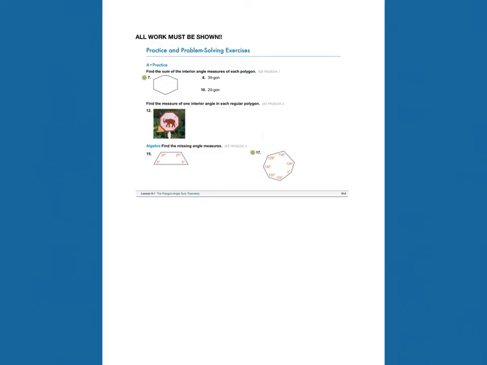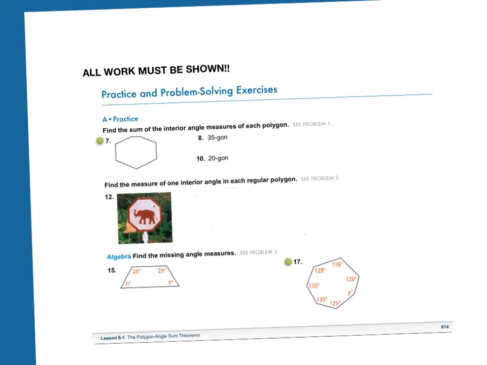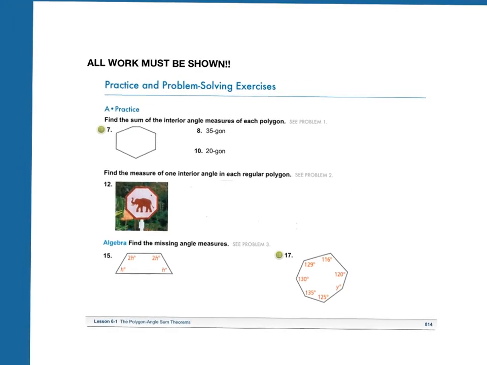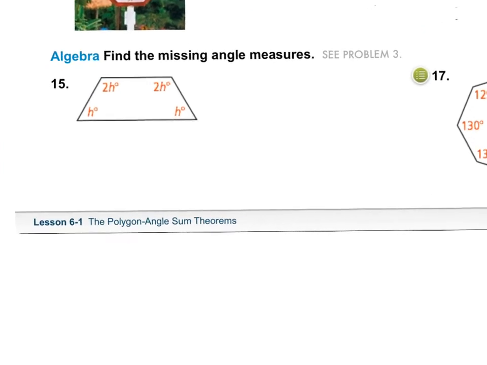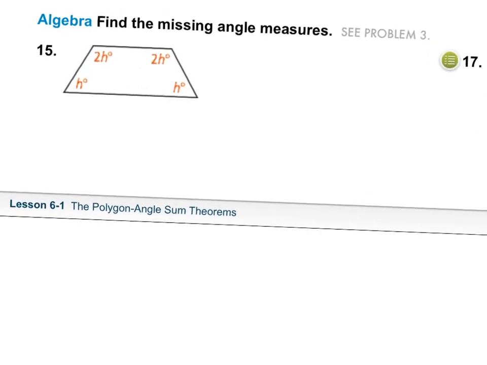Okay, so this is what it looked like. And yesterday I told you guys to work on this first page, right? Because this was all the stuff involving interior angles. And then we're going to move on to exterior angles. So did anybody run into a question they didn't understand how to do from yesterday? 15? Okay. So, yes, 15 and 17 say to find the missing angle measures, right?